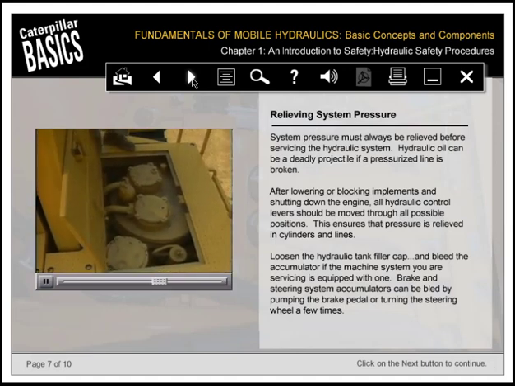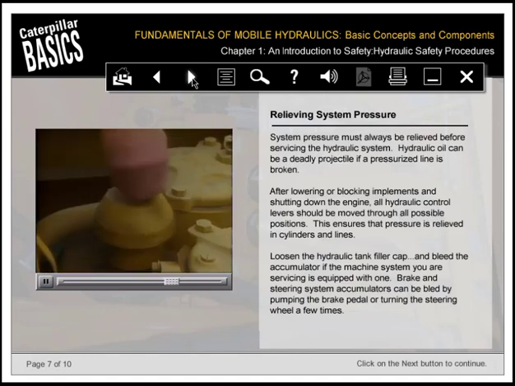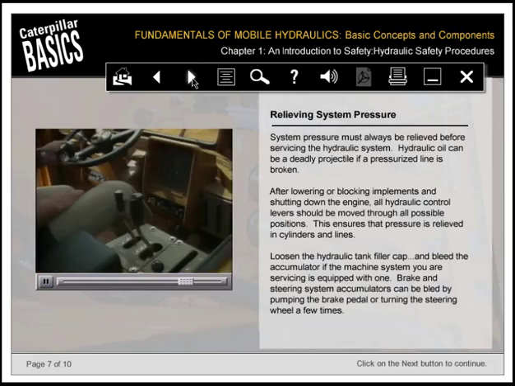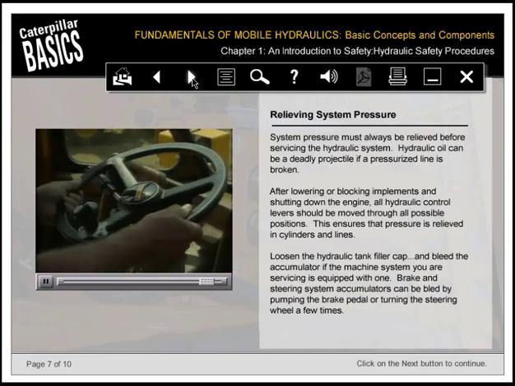Loosen the hydraulic tank filler cap and bleed the accumulator if the machine system you are servicing is equipped with one. Brake and steering system accumulators can be bled by pumping the brake pedal or turning the steering wheel a few times.